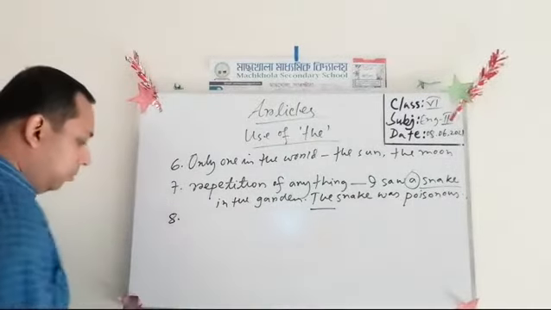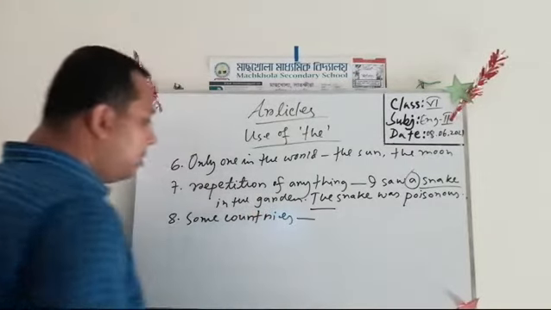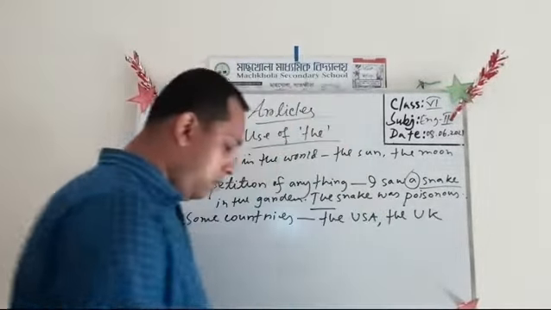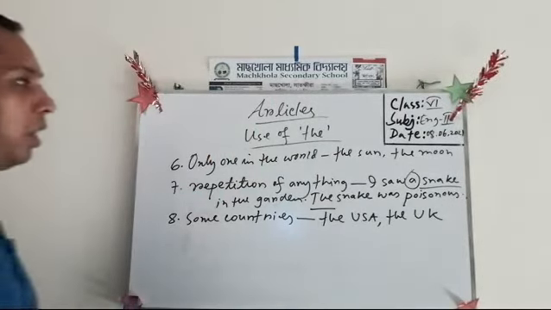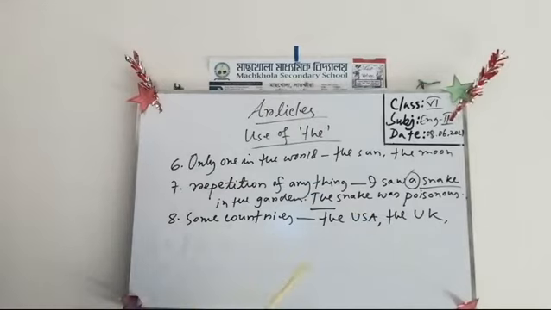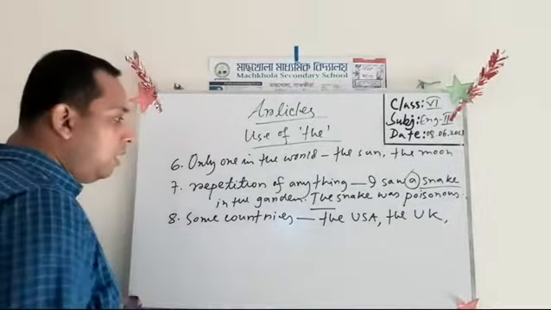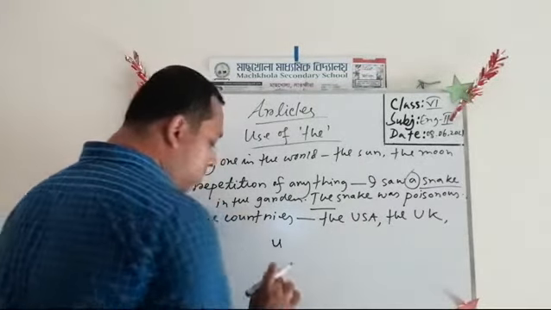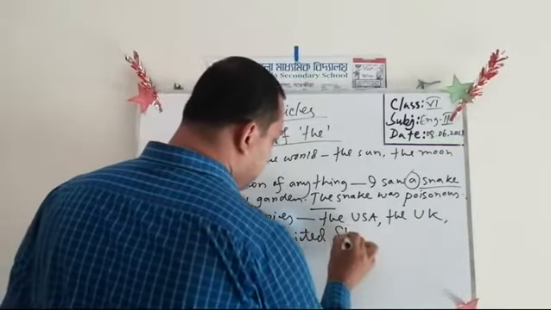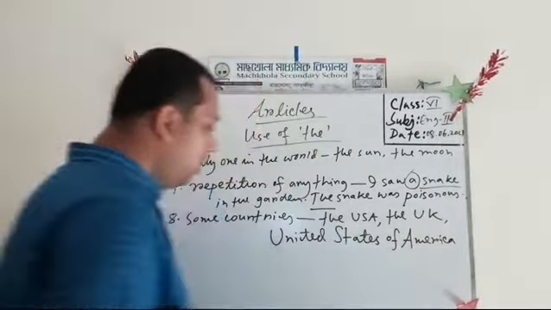Name of some countries, as for example, the USA, the UK. Why we use the here, you see? If I write the full form of USA, that is United States of America. Okay.